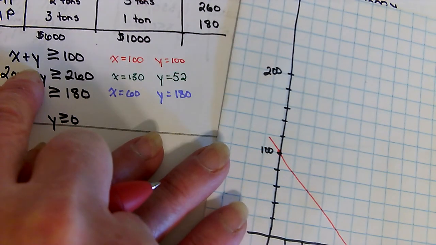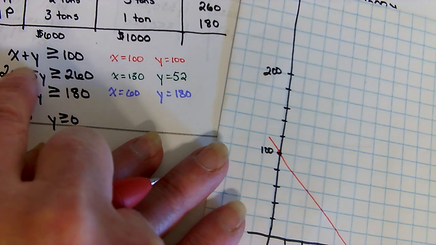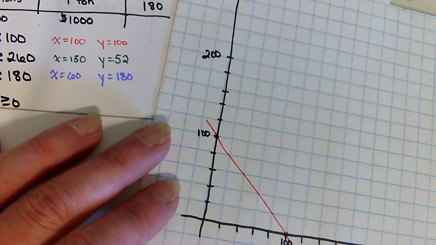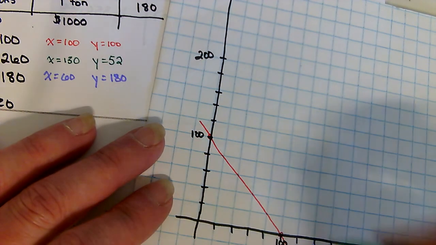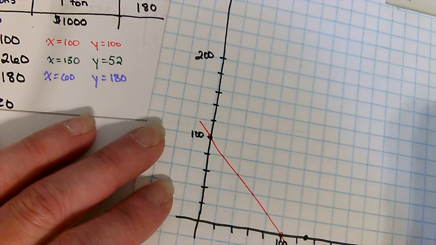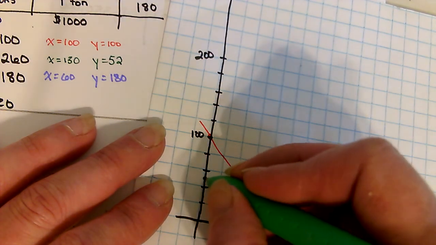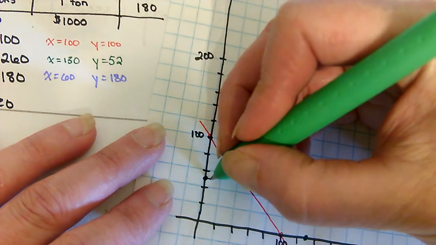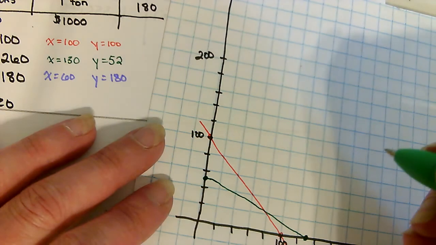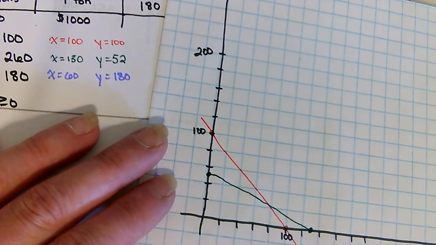And if I plugged in the value 0, 0, 0 is not in this solution. I've got to do more than that. So I know I'm going to be above this line. The next line is going to be x-intercept of 130, so it'll be right in between, and y-intercept of 52, somewhere in there. And again, if I'm having to make more, then I need to be above that line too.